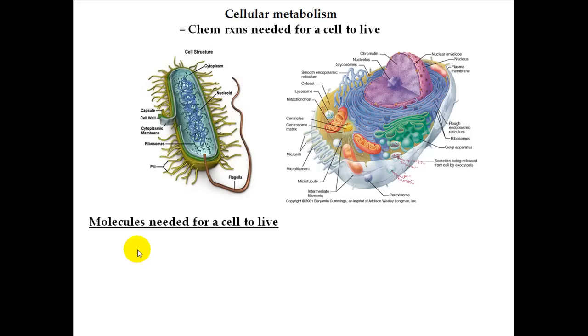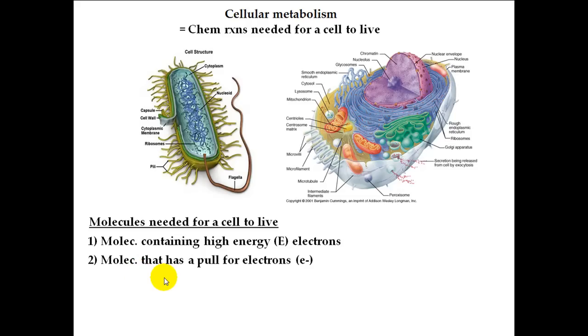One type of molecule that a cell needs access to in order to stay alive is a molecule that contains high energy electrons. And so this is the symbol that we'll use for energy from here on out. Whenever you see a capital E, that means energy. To go along with that, another type of molecule that cells need access to in order to stay alive is a molecule that has a pull for electrons. And so you might be wondering, how come cells need electrons in order to stay alive?